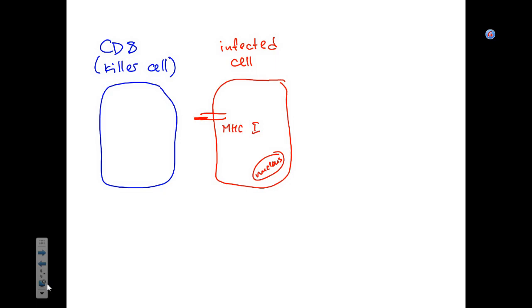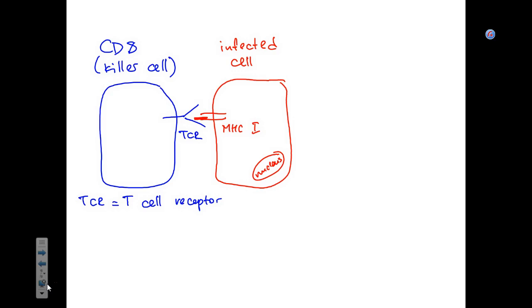So the CD8 cell can now recognize it using this fork-shaped molecule, the receptor. It's called the T cell receptor, TCR, which stands for T cell receptor. Does that make sense?